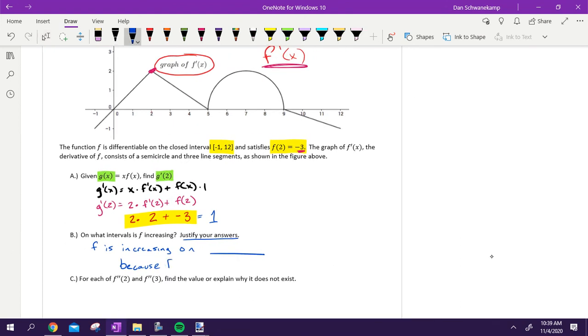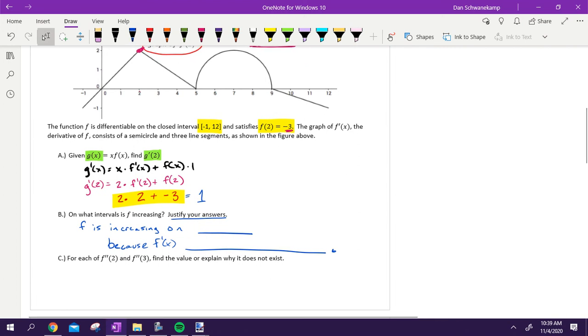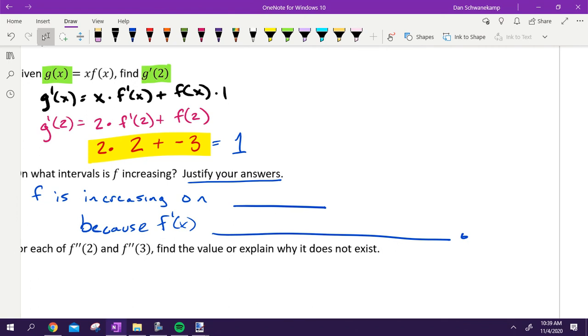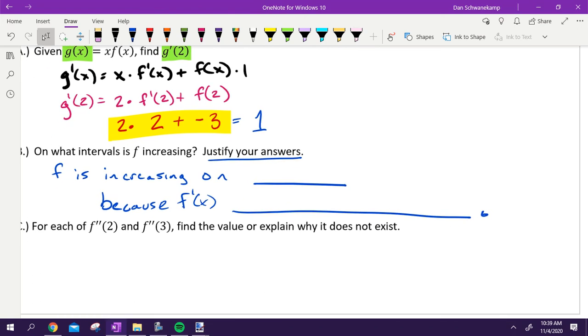So we're going to say because f prime of x blank. You have to write f prime of x. You do not get to say it or the graph or the derivative graph or any of those phrases. You have to say f prime. If you don't, you will get 0 points. So f is increasing on blank because f prime is blank. I don't need to look at my graph to answer the second part. If f is increasing, what is true about f prime? Careful, because f prime is positive.